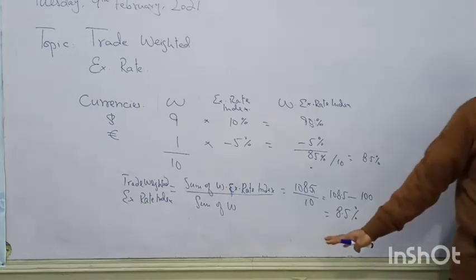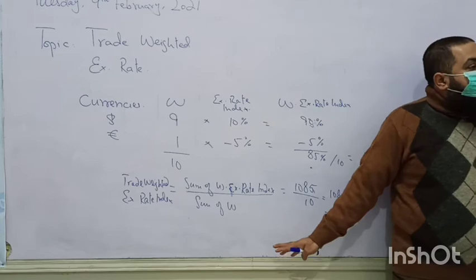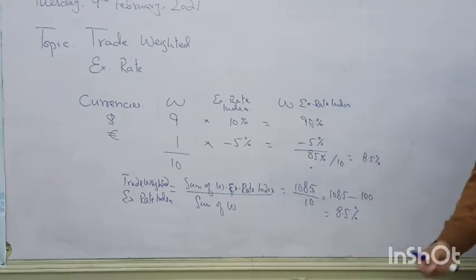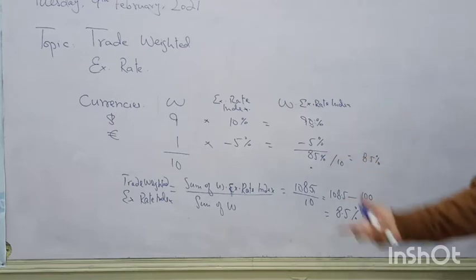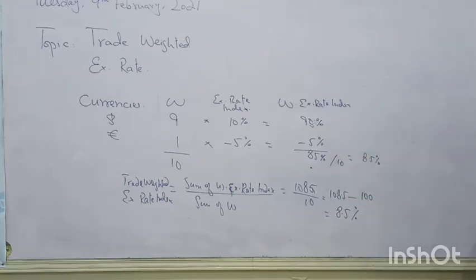How to find the real weighted exchange rate? If we divide this index by the retail price index, then what will it become? Real weighted exchange rate. Like we did in our real weighted exchange rate of bilateral exchange rate. So if we divide by the retail price index of a country, then it will become a real weighted exchange rate. Clear or not?